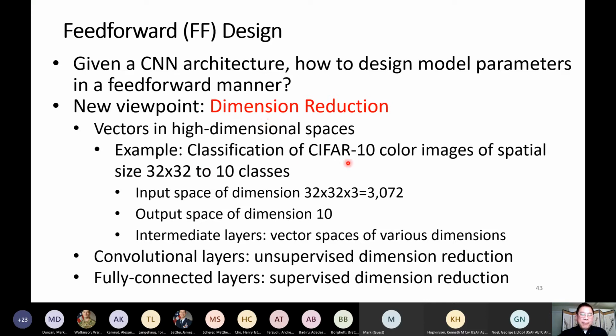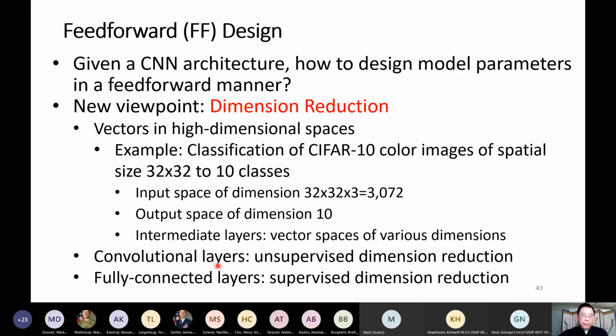So for the CIFAR-10 color images, the image size is 32 by 32, and with 3 color channels, totally you have about 3,000 dimensions. That's your input space. The output space is 10, because there are 10 classes, and we use a one-hot vector. So if it is class 1, you say 1, 0, 0, 0, and so on. That's training. And then when you do the testing, basically it's softmax, so it's a 10-dimensional output vector. We view all the intermediate layers as just various dimensions, and we try to use the dimension reduction process to explain the feed-forward weight selection.